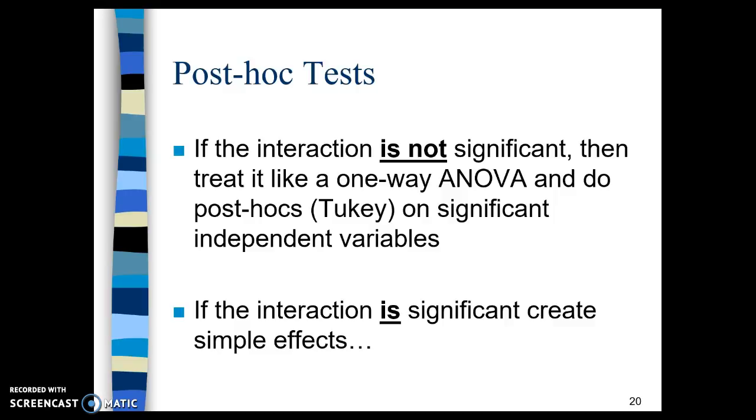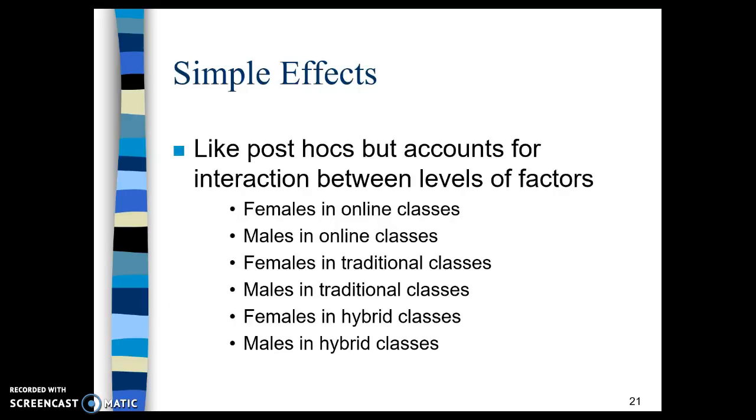So we're looking at pairwise comparisons on our interactions. This is different because with the one-way ANOVA, we would be looking at just the difference between male and female groups all the way down, or we would be looking at the differences between the online classes, the traditional, and the hybrid. But because there's an interaction, we now have to look at all possible combinations.